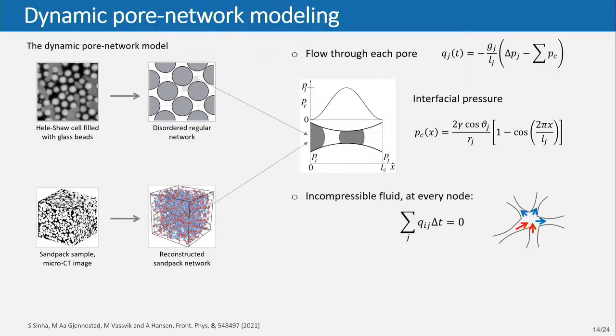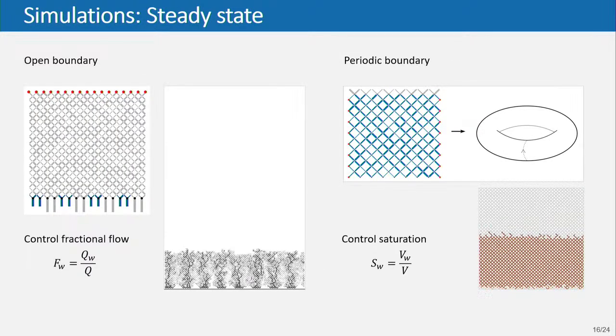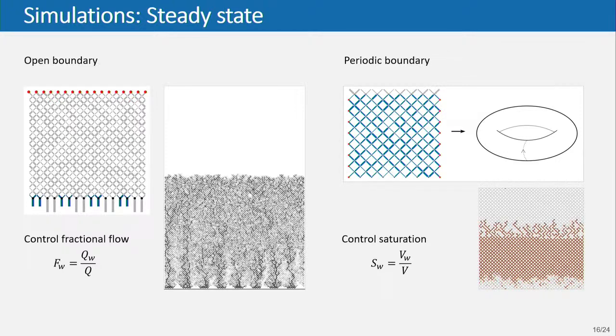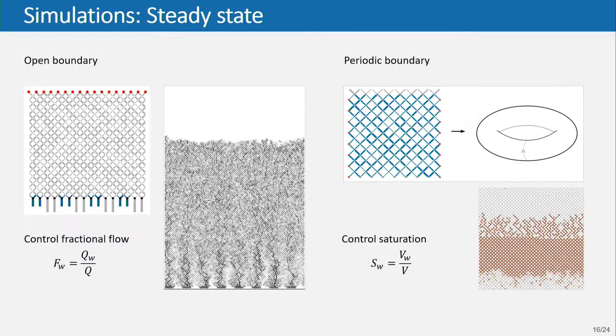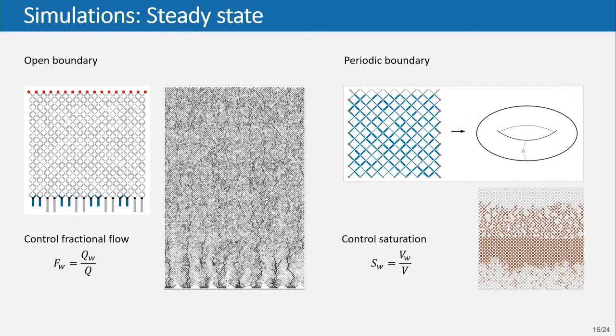It's an incompressible fluid, so the sum of all the flow rates is 0, and then you get a set of linear equations. You solve it, take a time step, and advance the interfaces. There is also snap-off and coalescence. Then we can do this for the steady state simulation, which I already showed the result of before, in two different ways: by open boundary conditions, the same as the experiment, or by periodic boundary conditions.